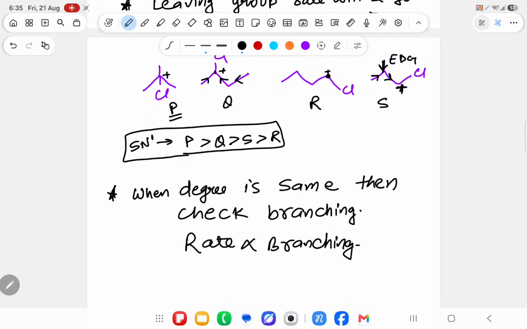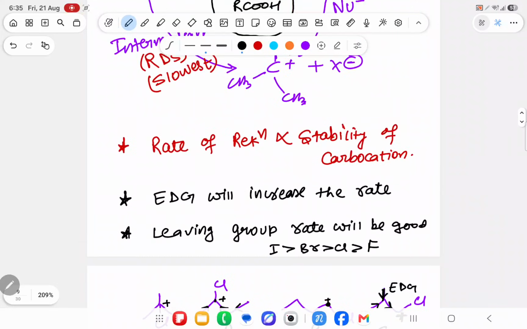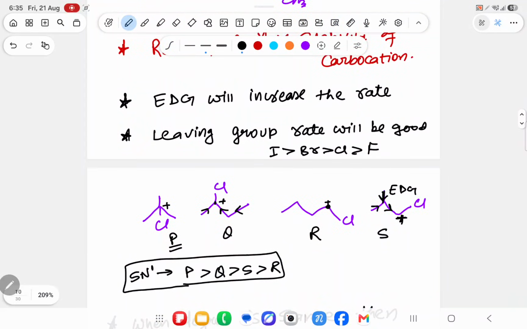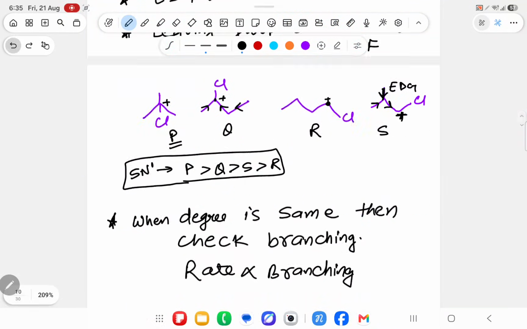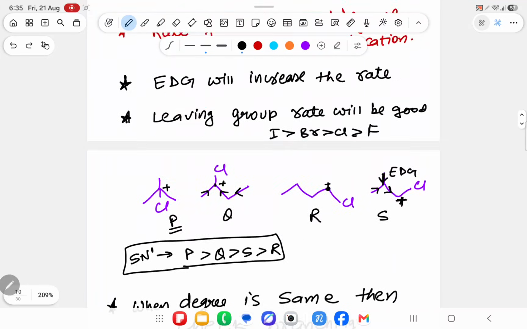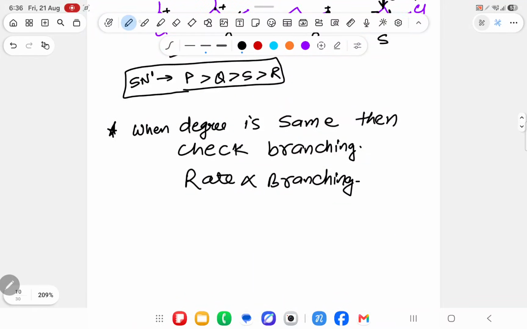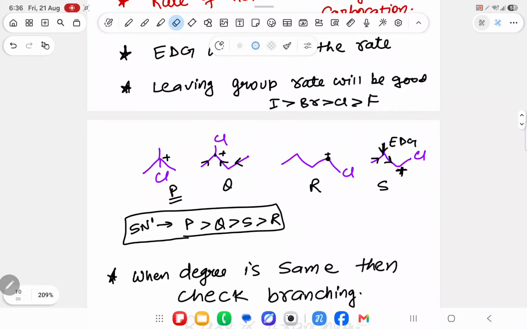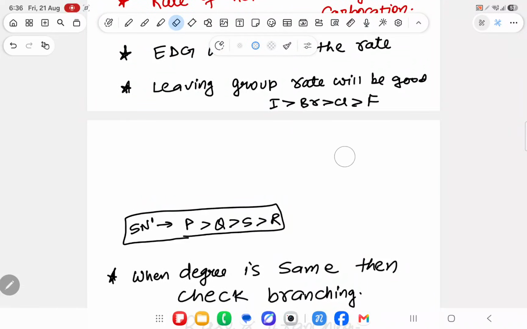No, something wrong I have said. Don't see like this, don't get confused. Again: first, rate is directly proportional to stability of carbocation. An electron donating group will increase the rate. The leaving group will be good. Over here, sir, don't see plus I effect. This question, everything is correct, but over here I have said something wrong. What is wrong I have said? Again see this question. The answer is correct.